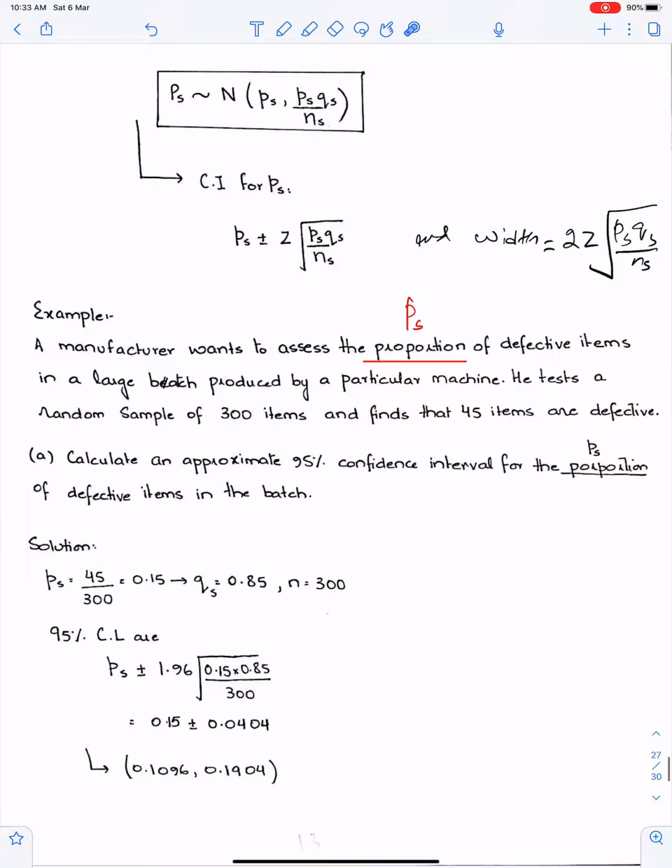So this is the formula we are using here. The value of z is 1.96, and this is the confidence interval for PS. And you can estimate PS by taking the average of these two values of the confidence interval.